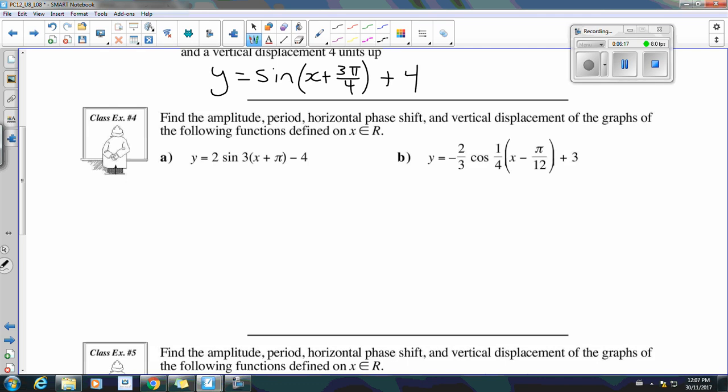Find the amplitude, period, horizontal phase shift, and vertical displacement of the graph of the following. Well, amplitudes are always easy. It's just the vertical stretch. The period is where we have to do a little bit of math. Since there's a pi here, we're going to say this is in radians. So we're going to go 2 pi over b. Sorry, that's not our b value. 2 pi over 3 is our b value.